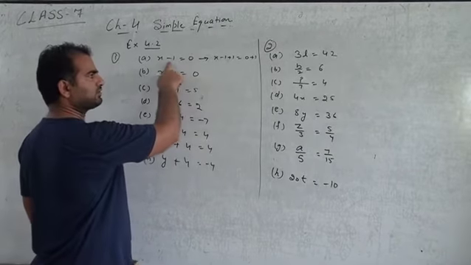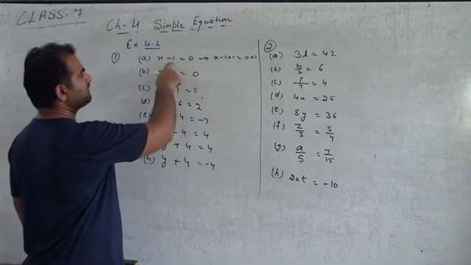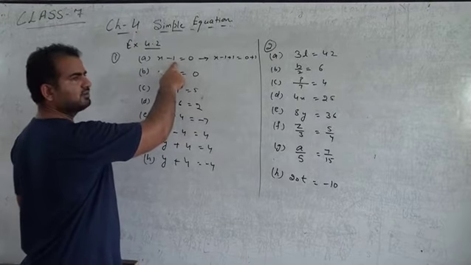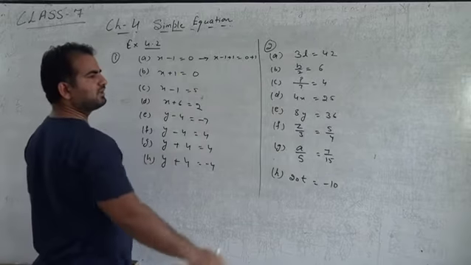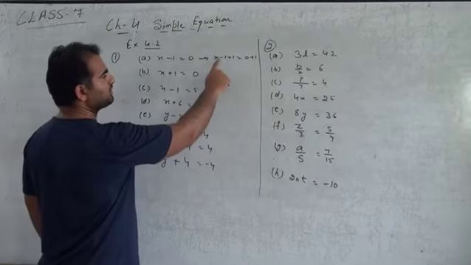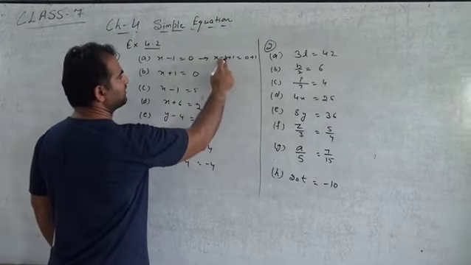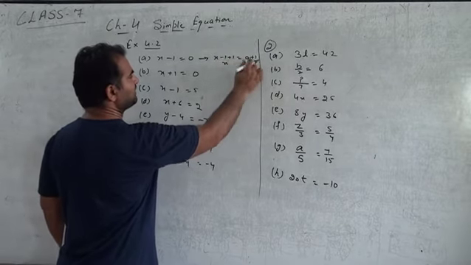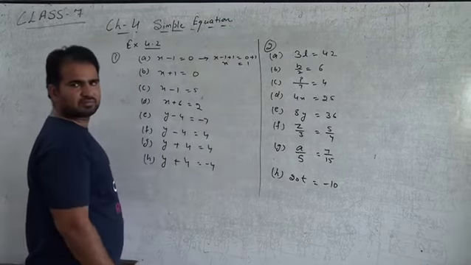X minus 1, it was already given. There was minus 1, so to remove this minus 1 we have to add plus 1. In the right hand side we also have to add plus 1. So what will the answer be? It will be minus 1 plus 1, only x. What is 0 plus 1? It will be 1. Okay.